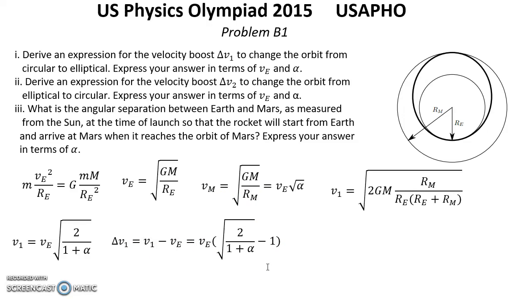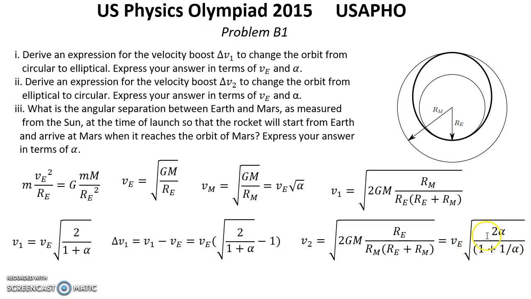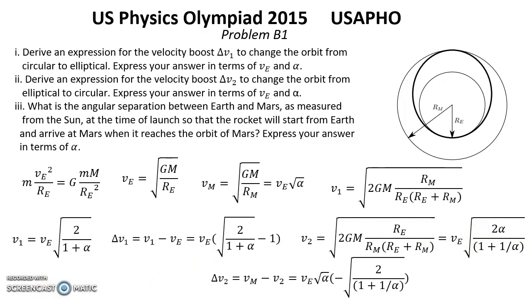For question 2 we have a similar solution. Due to symmetry we can write that v2 equals this expression. We just exchange R_e and R_m, and finally that's equal to this expression, and finally for delta v2 we have this solution, which is the answer for question 2.